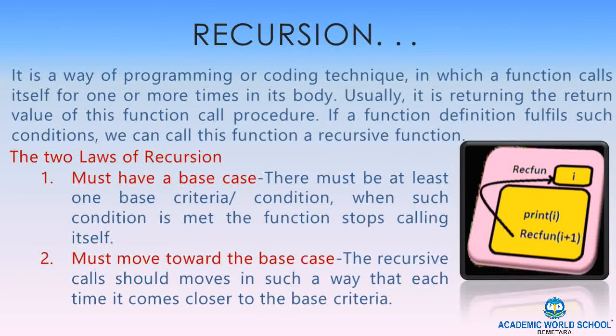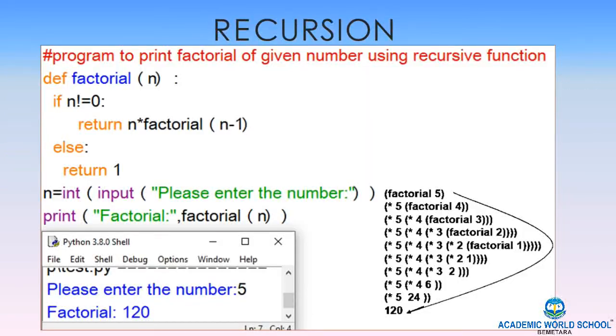Means when we are calling a recursive function, the base condition should be satisfied and it should be matched with the base criteria. When it matches, the function is over. Now understand the recursive function with the help of an example.